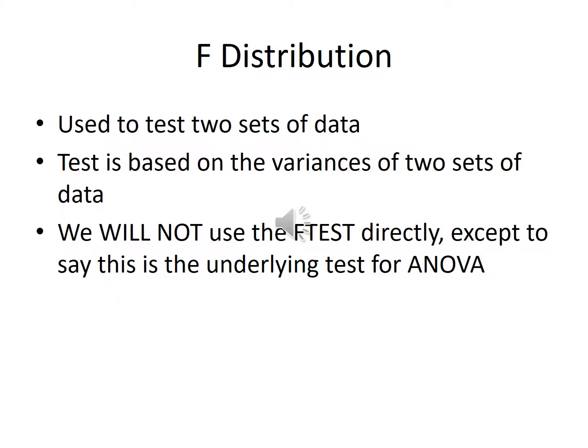The F distribution: where the t-test was looking at the averages or the means, the F distribution will look at the variance of the 2 sets of data. So it takes it to the next level. This is the underlying theory behind many of these tests. We won't use it directly, but it's the underlying test for ANOVA, chi-squared, binomial. All that comes from the F distribution.